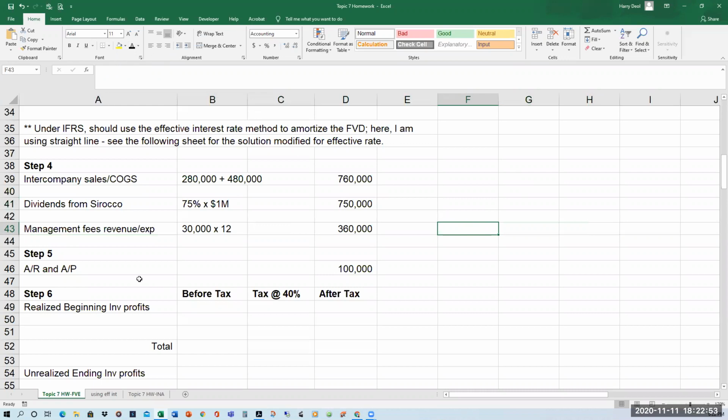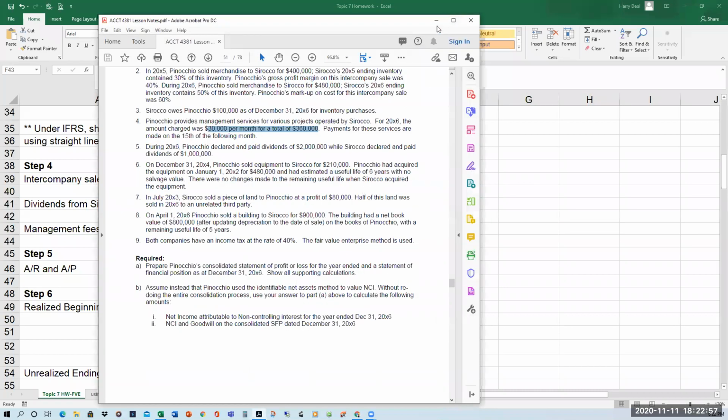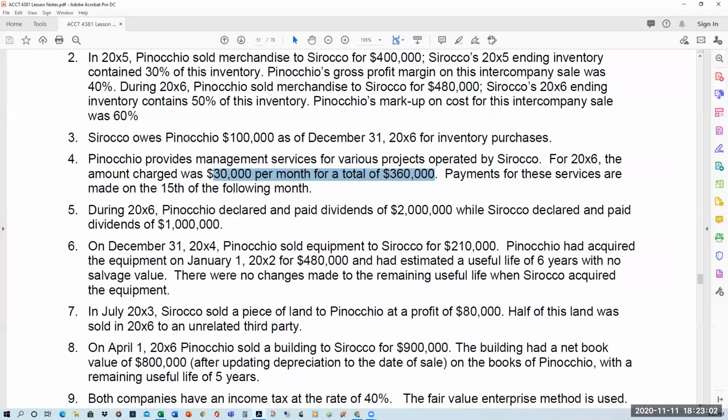Step 5 is the identification of accounts receivable, accounts payable. So we're told Sirocco owes Pinocchio $100,000 as of December 31st, 2006 for the inventory purchases. So that's an amount owing. I missed this piece in the solution that I posted. I'm glad that I'm doing this video.